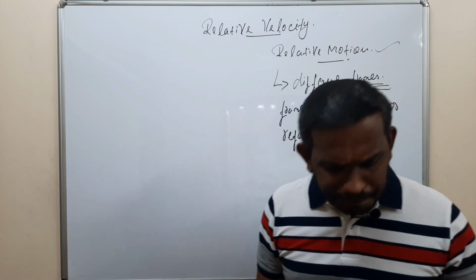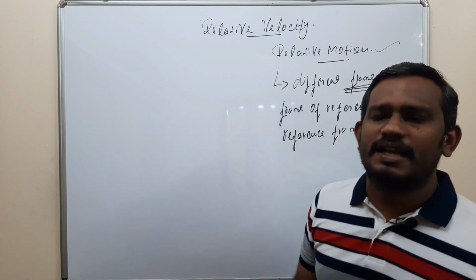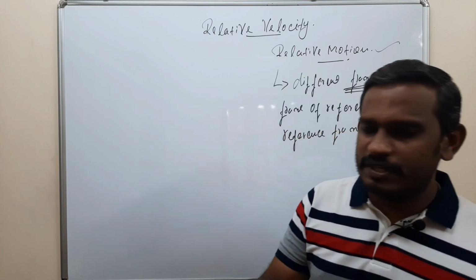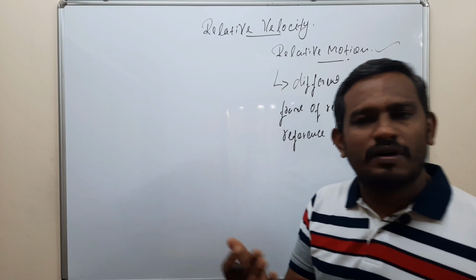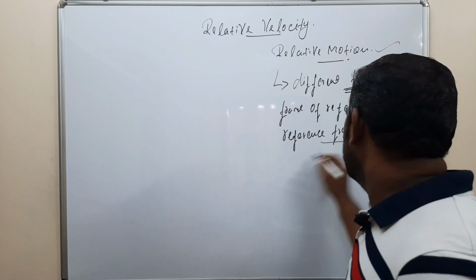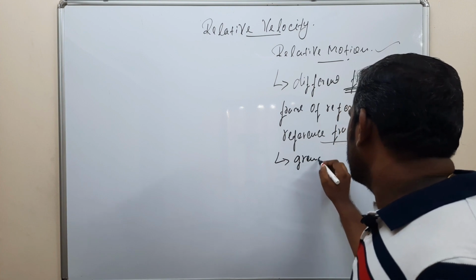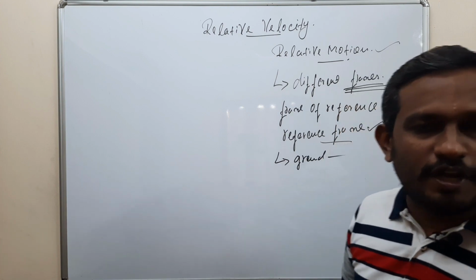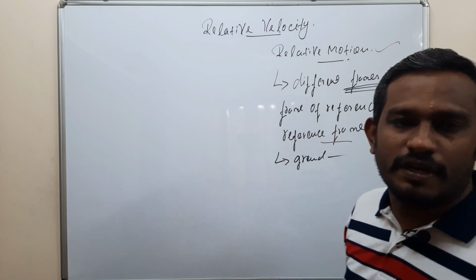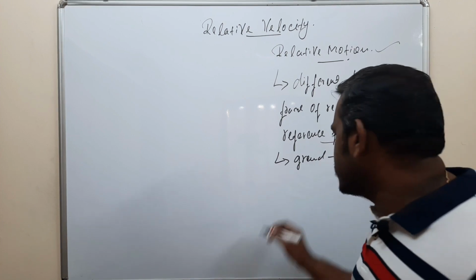For example, if an observer is standing on the ground, then the ground is the frame of reference. If an observer is on the train, then the train is the frame of reference.